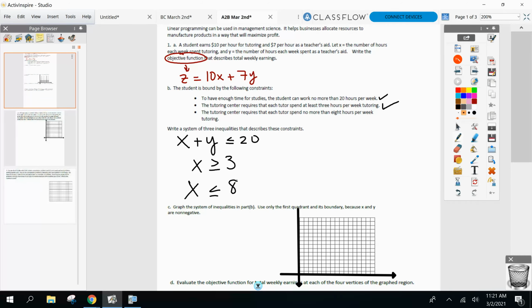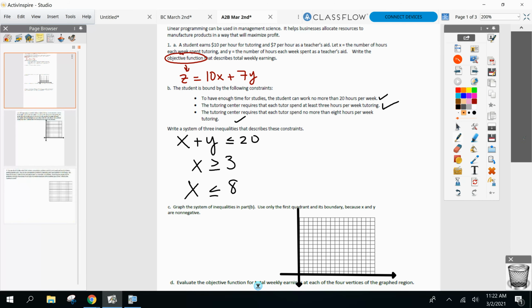There it is. Guys, I understand how you want to plop a y in there because you feel like you need to. Again, the last two conditions here only talk about number of hours tutoring. So that's why it's only X. All right, you guys good on those three? All right, you know what we're doing now. Graphing, finding the corners, plugging them into Z.